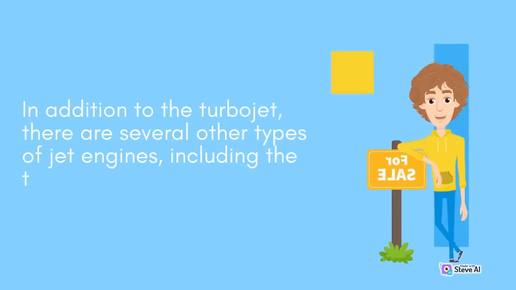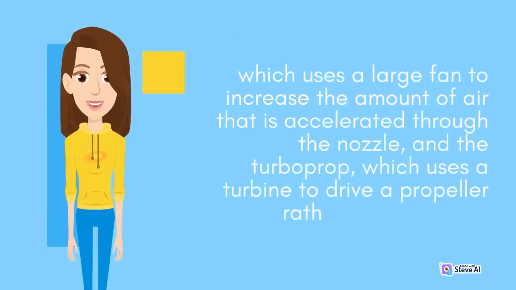In addition to the turbojet, there are several other types of jet engines, including the turbofan, which uses a large fan to increase the amount of air that is accelerated through the nozzle, and the turboprop, which uses a turbine to drive a propeller rather than a nozzle.